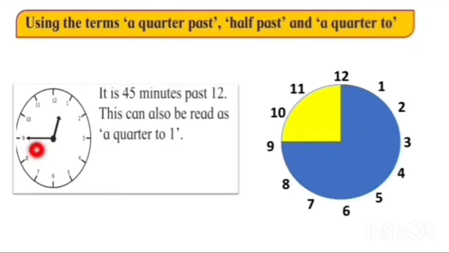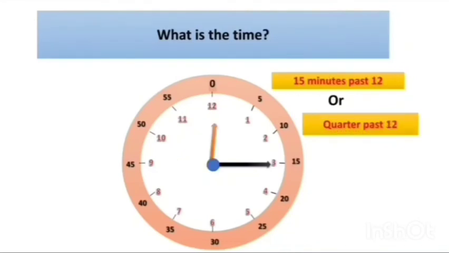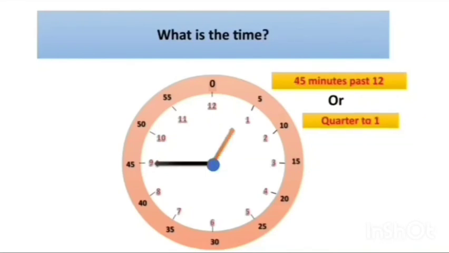Now let's do the next exercise. What is the time? 15 minutes past 9 or quarter past 9. What is the time in this clock? 15 minutes past 12 or quarter past 12. What is the time? Yes. 45 minutes past 12 or quarter to 1. What is the time in this clock? 45 minutes past 5 or quarter to 6.